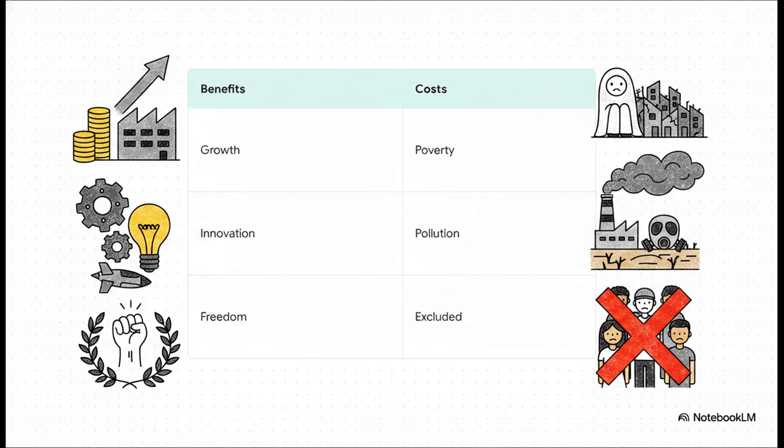Plus, there's a really bitter historical irony here. The glorious promises of these political revolutions deliberately excluded millions of people. Women, enslaved people, indigenous populations, and many common workers were left out entirely. The cost of this modern world was extraordinarily high for so many.